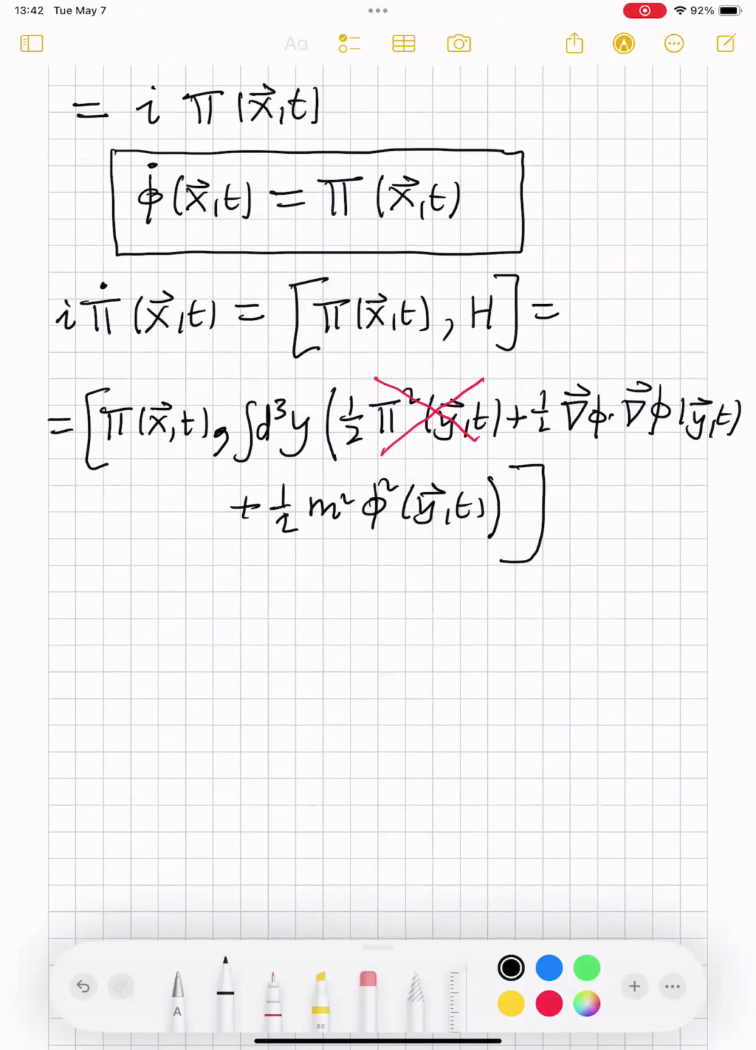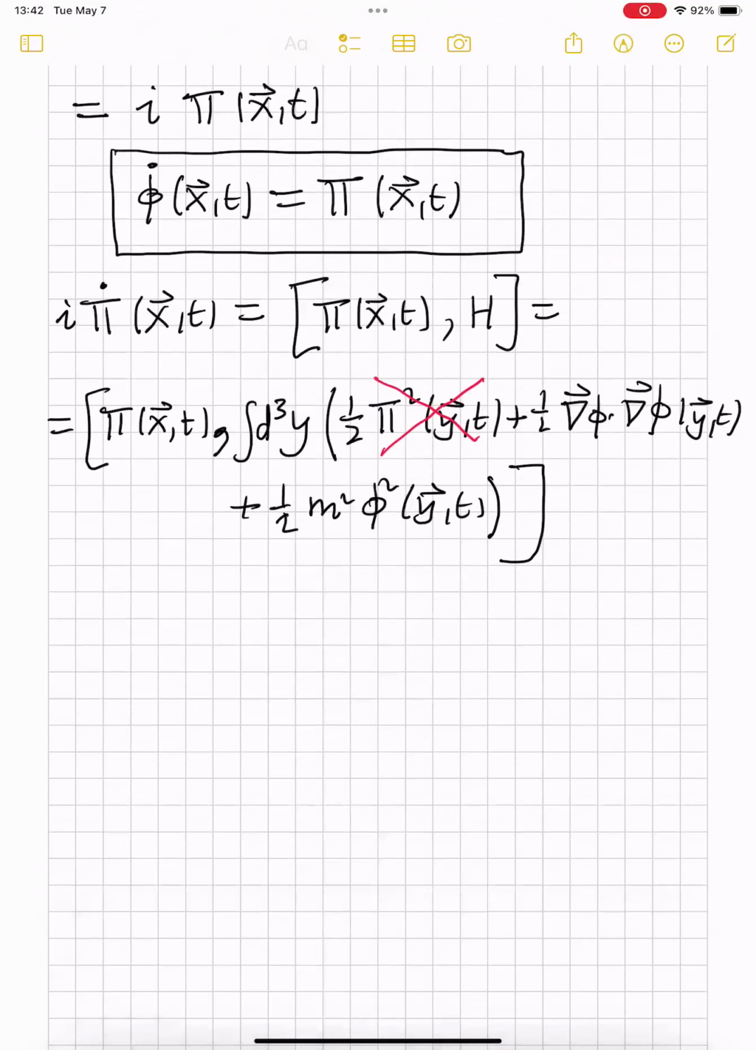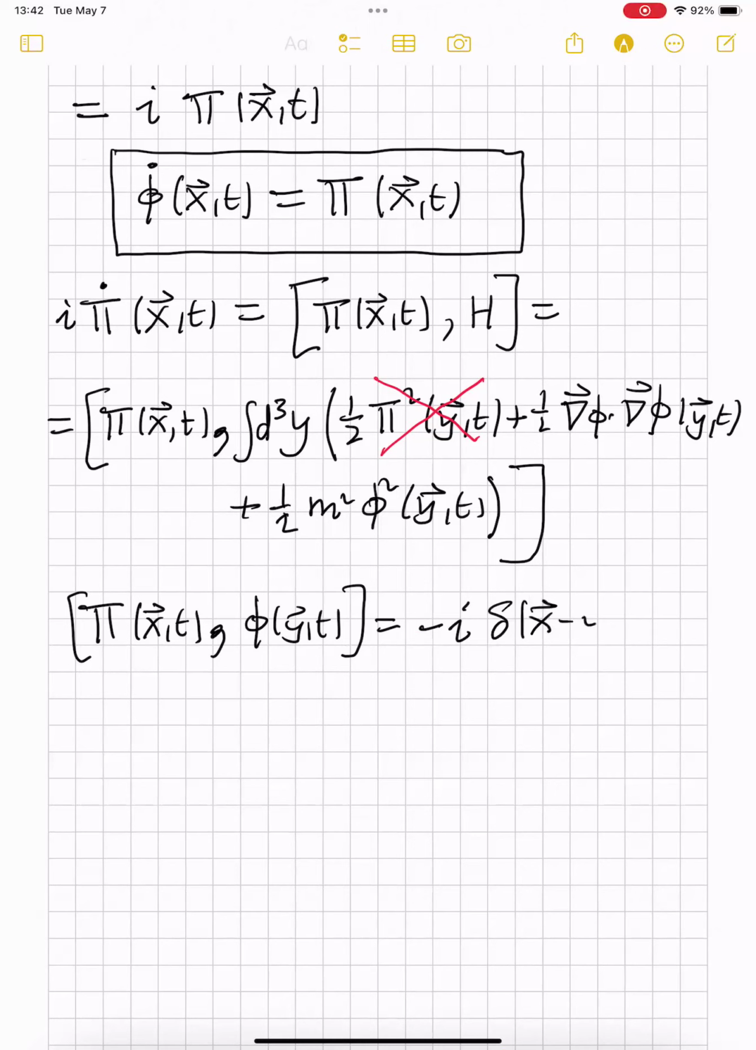What do we need? Well, we need the commutator between pi of x comma t and phi of y comma t. So I'll just put this one here. This is minus i delta of x minus y. Okay, so that one you know, that was straightforward.